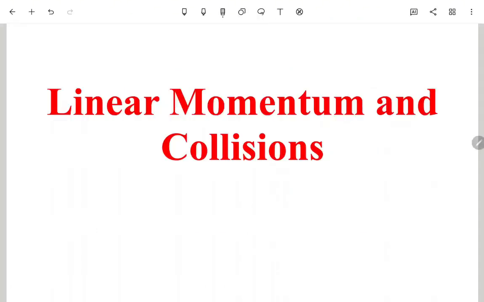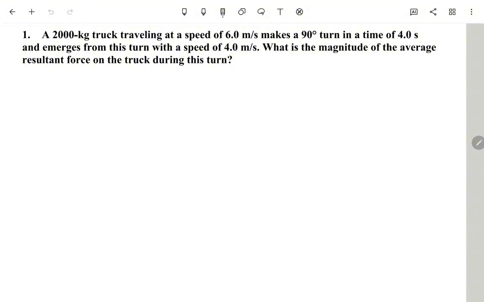Hello everyone, in this lecture I will solve different problems in linear momentum and collisions. So let's start here. A 2000 kilogram truck traveling at a speed of 6 meters per second makes a 90-degree turn in a time of 4 seconds and emerges from this turn with a speed of 4 meters per second. What is the magnitude of the average resultant force on the truck during this turn?